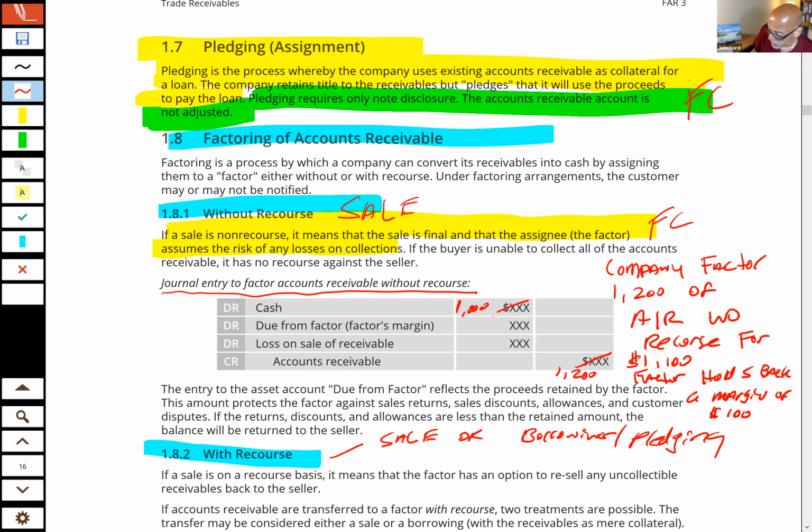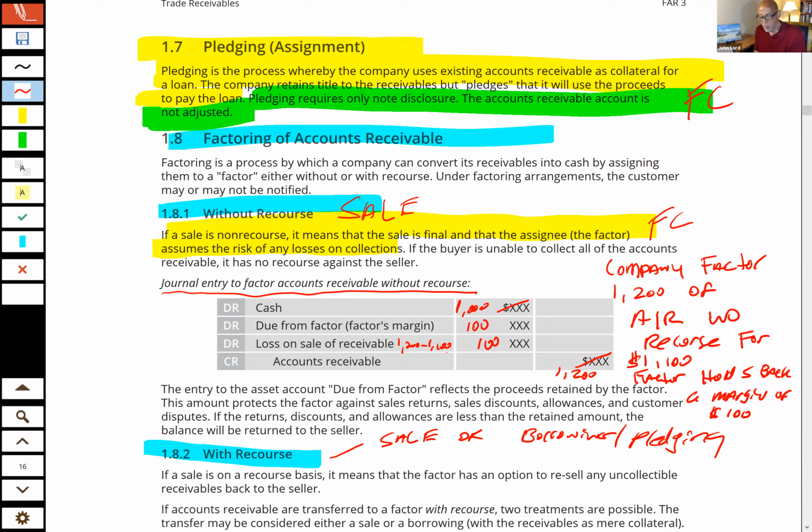1,000. They tell me what? They'll give me the remaining 100 if they can collect. So they're giving themselves a little margin there, aren't they? A factor margin, okay? And then the loss is what? The loss is $100. That loss is the 1,200 minus the 1,100, isn't it?